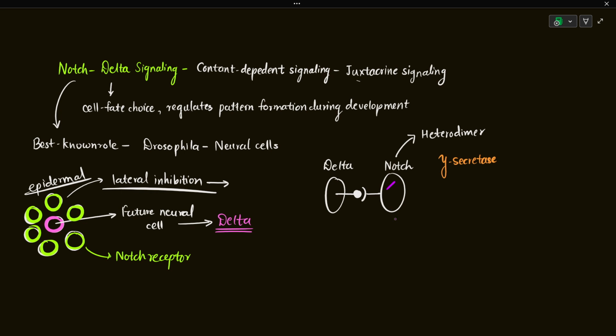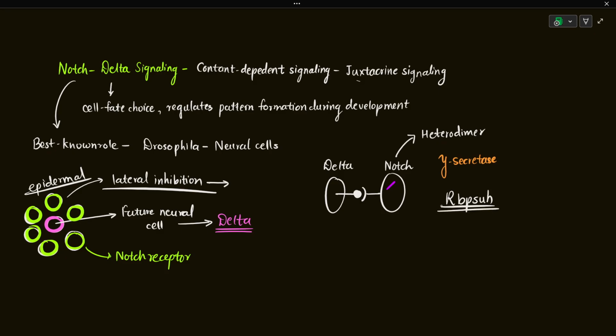The gamma secretase will cleave the cytoplasmic tail and it will be released in the cytoplasm. Once it is released in the cytoplasm, it is going to translocate to the nucleus and bind to a DNA binding protein. After binding to this DNA binding protein, it is going to convert that particular protein from a transcription repressor to a transcription activator. That protein is the RBPSUH protein. So this protein is actually a repressor protein.